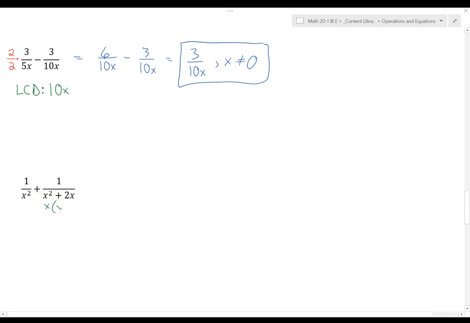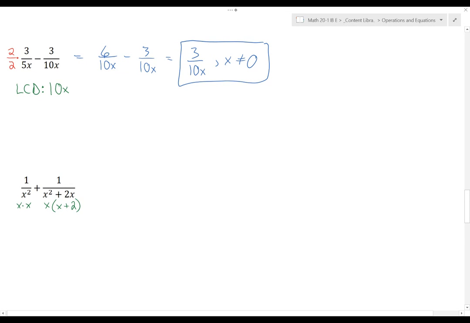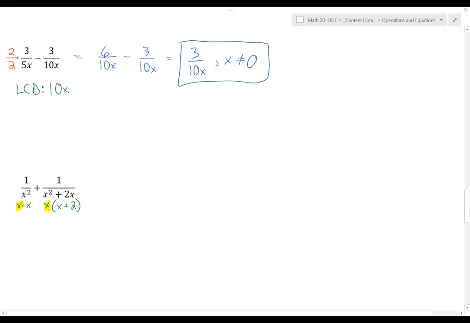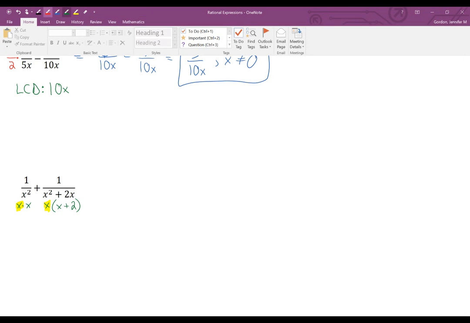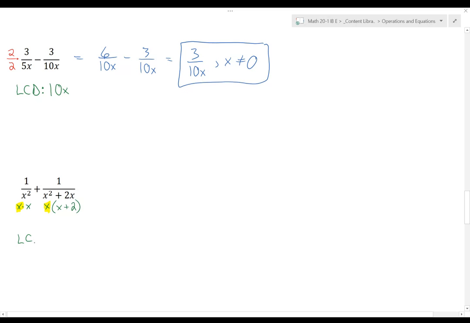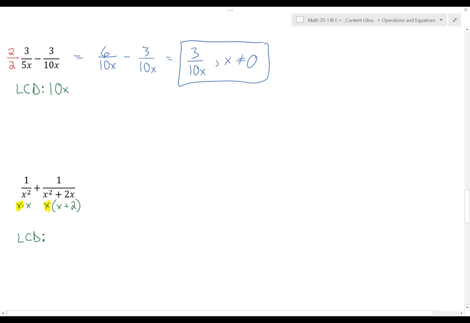X squared plus 2x is x times x plus 2. I'm actually going to write the x squared as x times x. Now, if I look at this, they both already have an x in common. So essentially what I need to decide is what factor is each one missing that's going to allow me to come up with the lowest common denominator. So my lowest common denominator, if you remember finding least common multiples, it was include all the factors but don't repeat any of the ones that are shared.